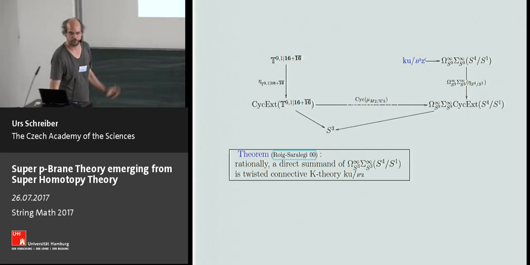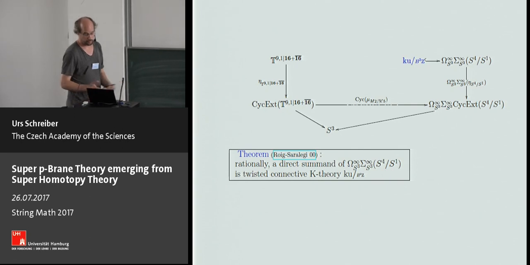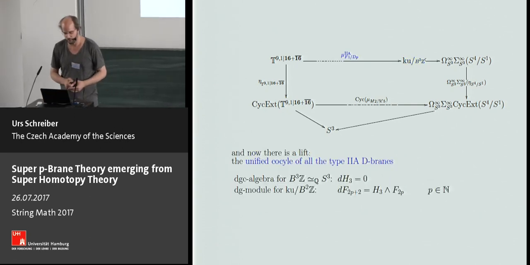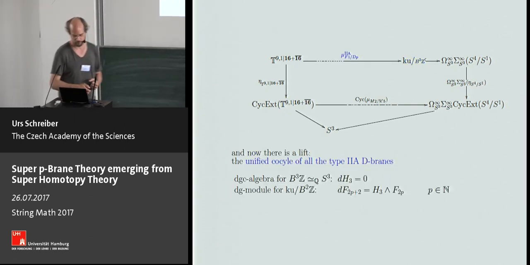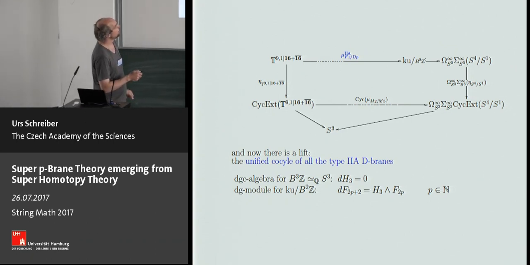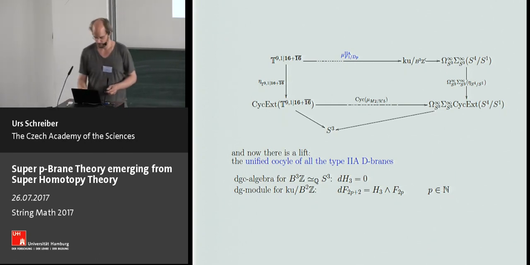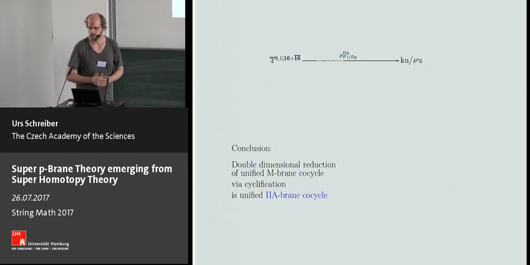So there's some rational version of Snaith's theorem going on that picks out a copy of KU there. And now it does work. There is now a lift of the original doubly dimensionally reduced cocycle that factors like so. So the rational version of this twisted K-theory is just the twisted de Rham complex that you all know. And this way, we find that all the D-brane charges find their home rationally, as they should, in the twisted de Rham cohomology.